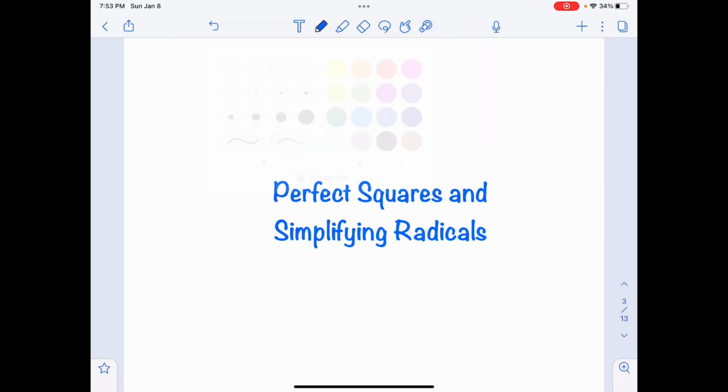This lesson video covers perfect squares and simplifying radicals. These are a couple of skills that we're going to need before we move into Pythagorean theorem and then on to basic trigonometry. So what is a perfect square?